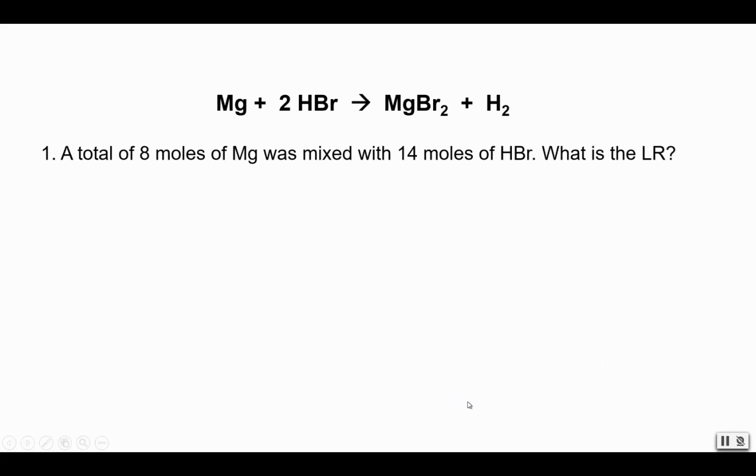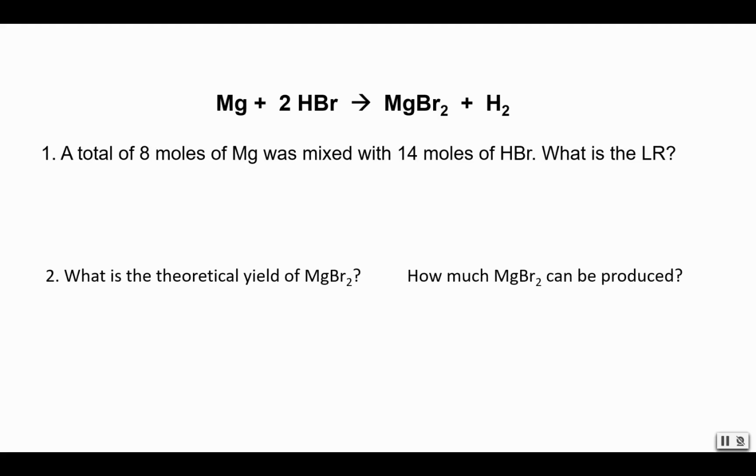First thing you need to do is definitely have a balanced chemical equation, which I do. And this says a total of 8 moles of magnesium was mixed with 14 moles of hydrobromic acid. What is the limiting reactant? Second question is, what is the theoretical yield of magnesium bromide? Or I could take the theoretical yield and just say how much magnesium bromide could be produced.